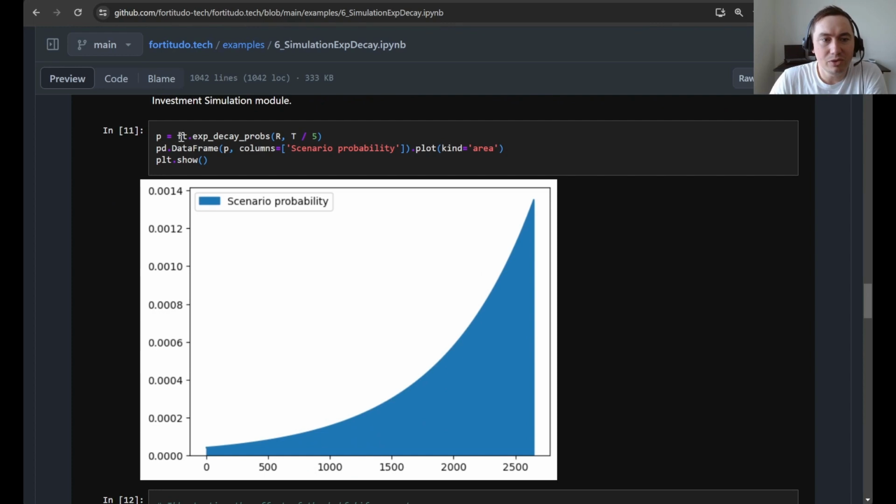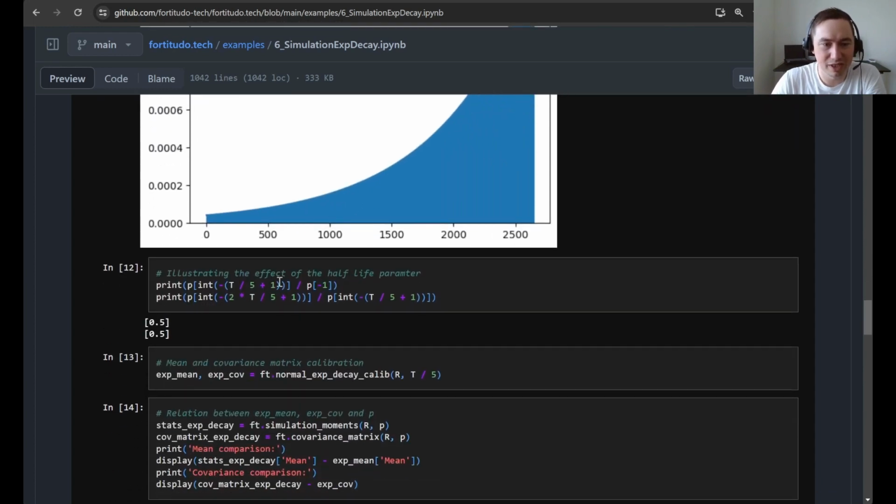So here we use this exponential decay probs function. Basically what it does is give us a probability vector with a half-life parameter. In this case we say that we have in total T observations, and then we want the half-life to be a fifth of T. So basically what this means is that the probability that you assign to the latest observation will be twice as high compared to the scenario where you go a fifth back in history.